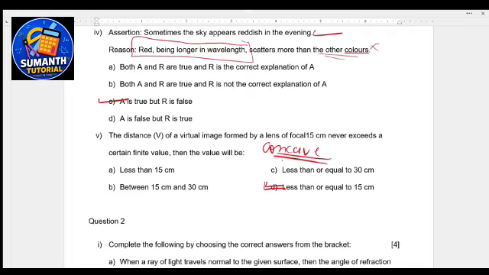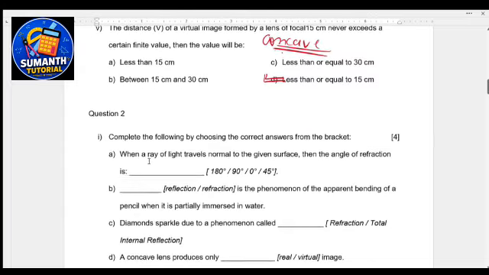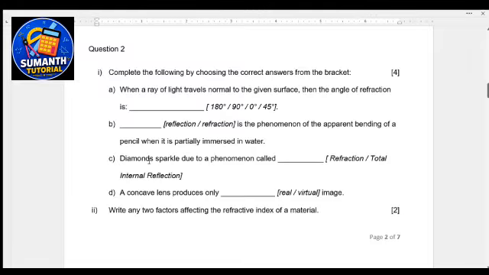Like this, we should solve the MCQs. See here, answers may be tricky, but if you know the rules, if you know the content, then it becomes very easy. Now go to question number 2. As I followed the board pattern, the second one is fill in the blanks with options like 2 or 3, depending on the question. Now see here, complete the following by choosing the correct answer from the bracket.